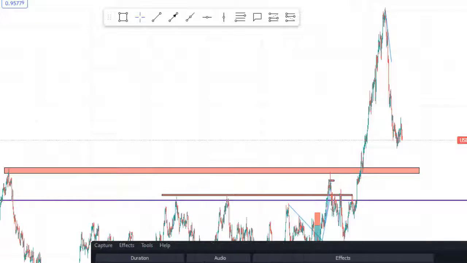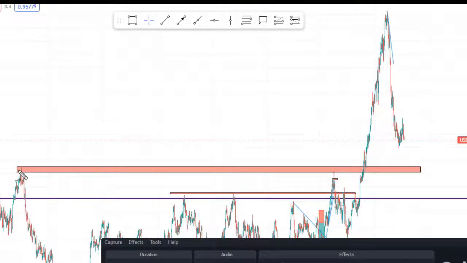You are seeing a resistance here, which happens to break, and once it gets down, it becomes a support, and we will be looking at taking a trade at this support to rally it all the way back. And that is how you use support and resistance.